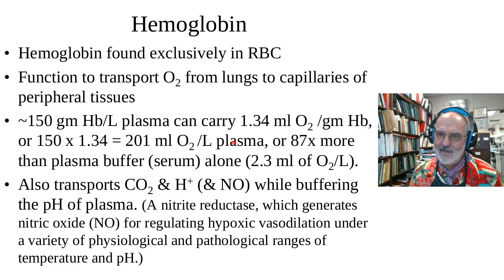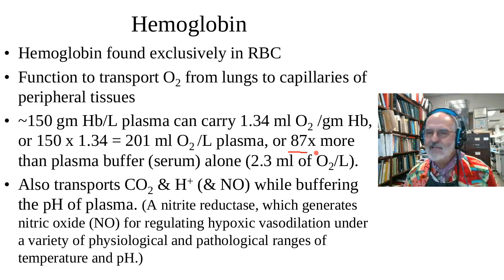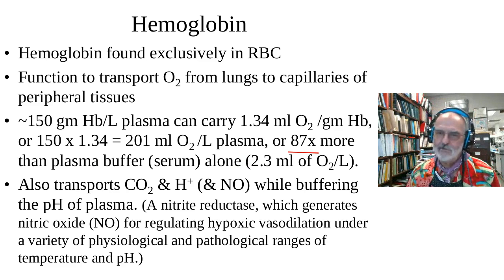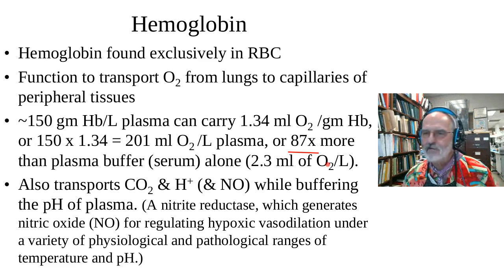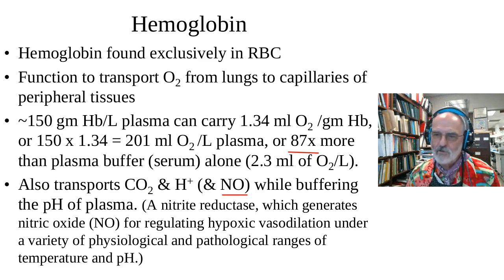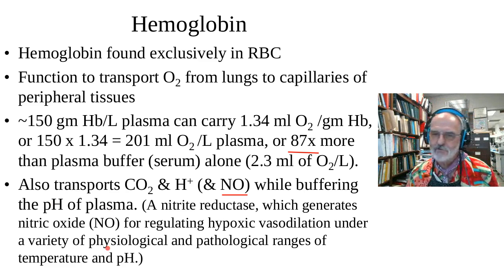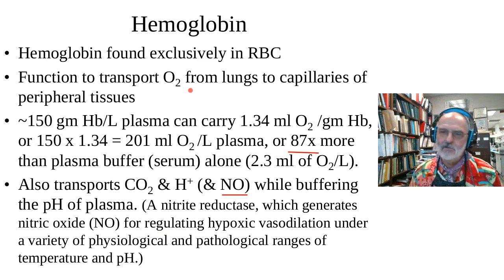Oxygen's a gas, per liter of plasma. This is 87 times more than the solubility of oxygen in plasma. So without this transport, we would not be able to really provide much oxygen to our bodies. It also transports carbon dioxide and protons, and something that I won't talk a lot about, nitric oxide, while buffering the pH of the plasma. The nitric oxide is discussed here, and I think you'll talk about this mostly in physiology. It's a regulator of vasodilation.